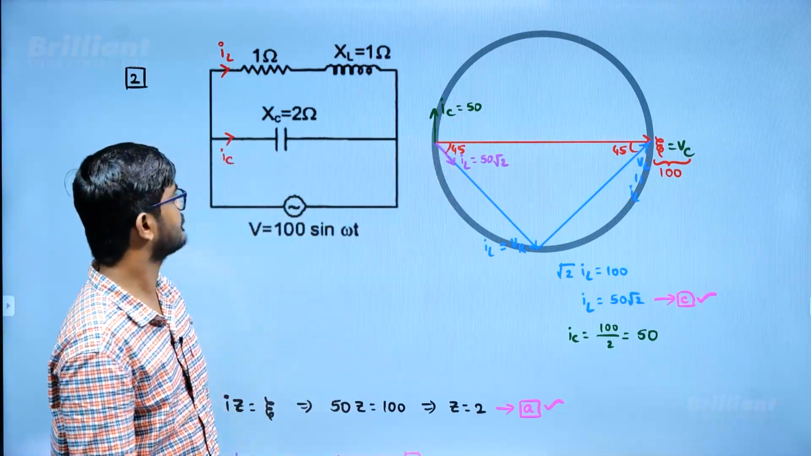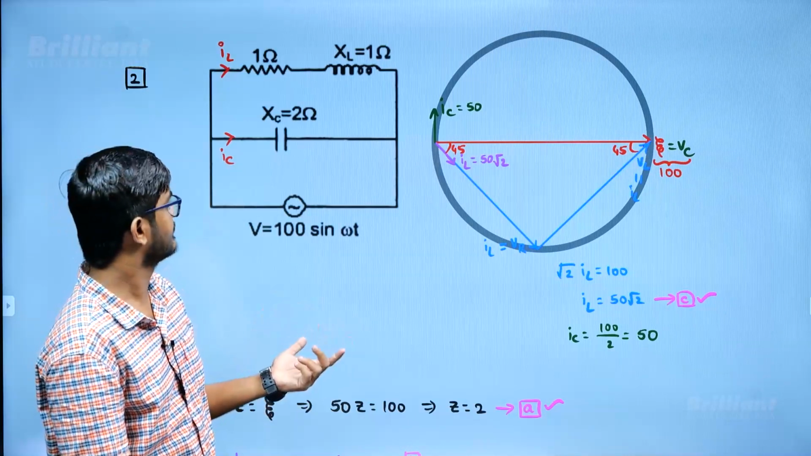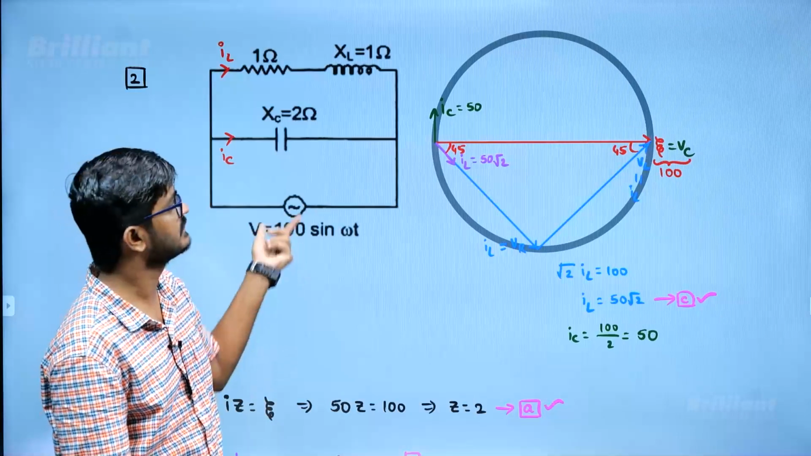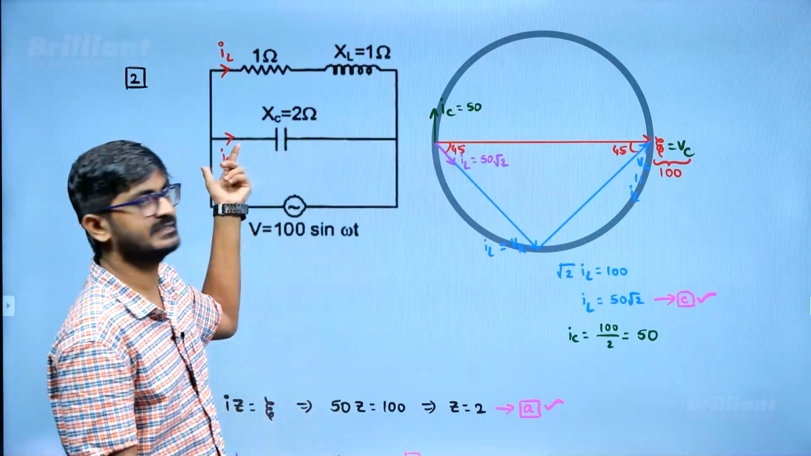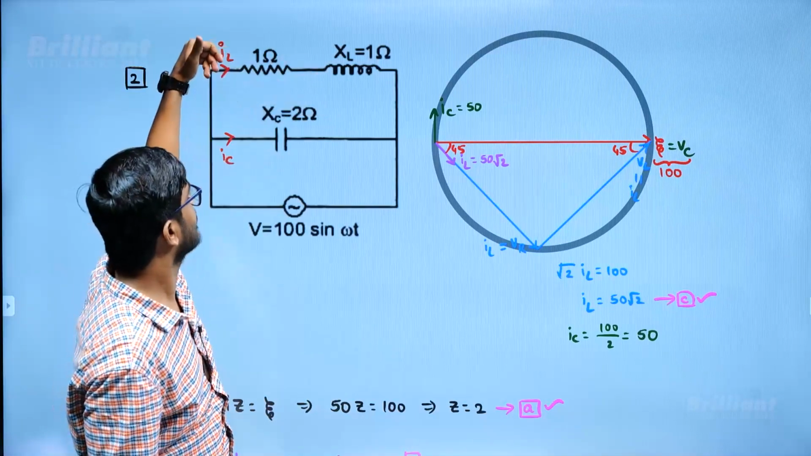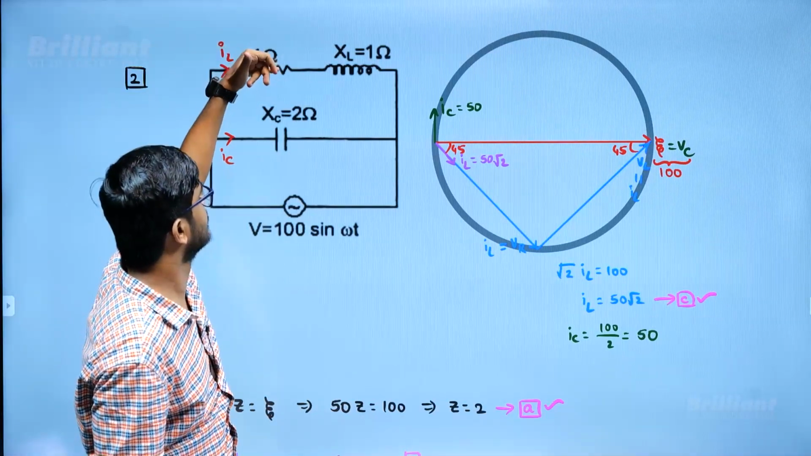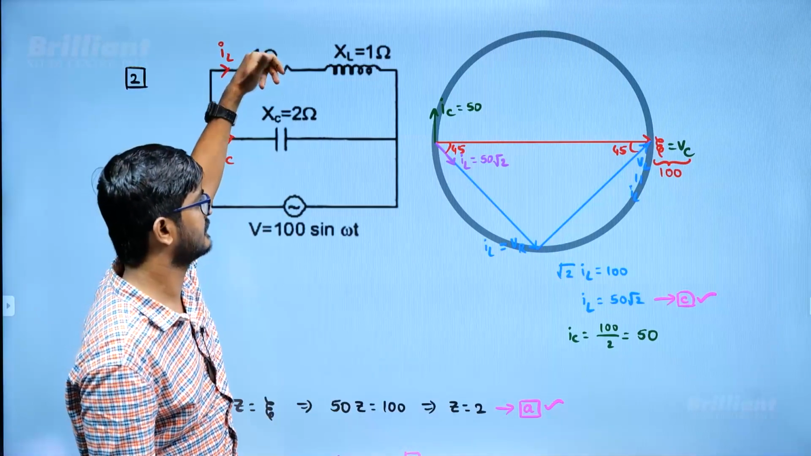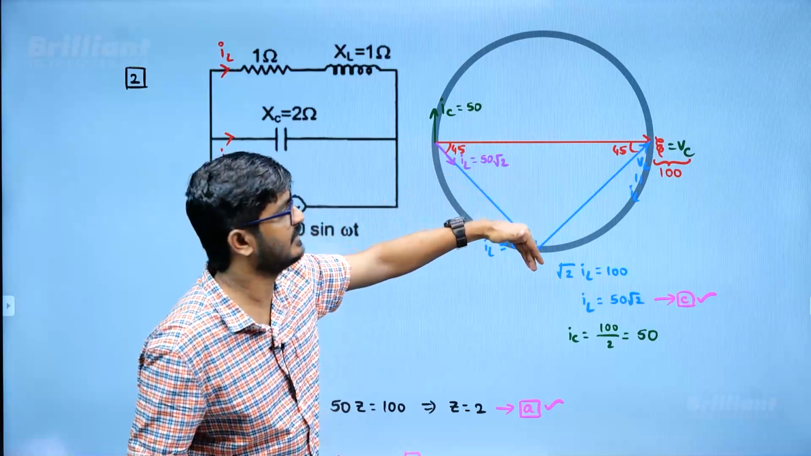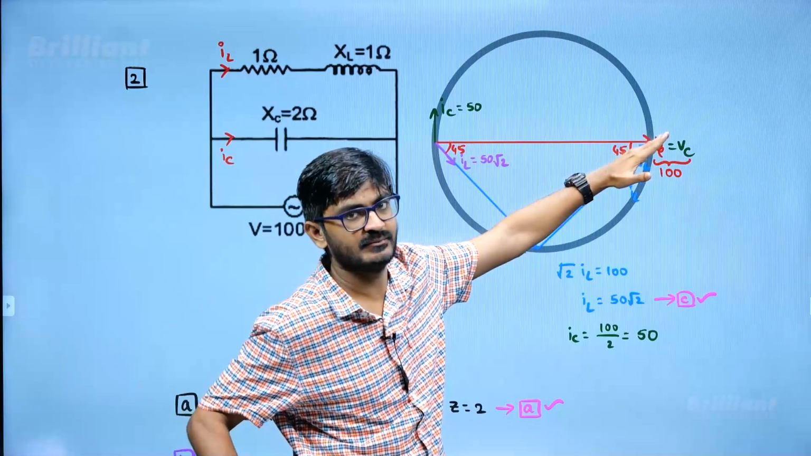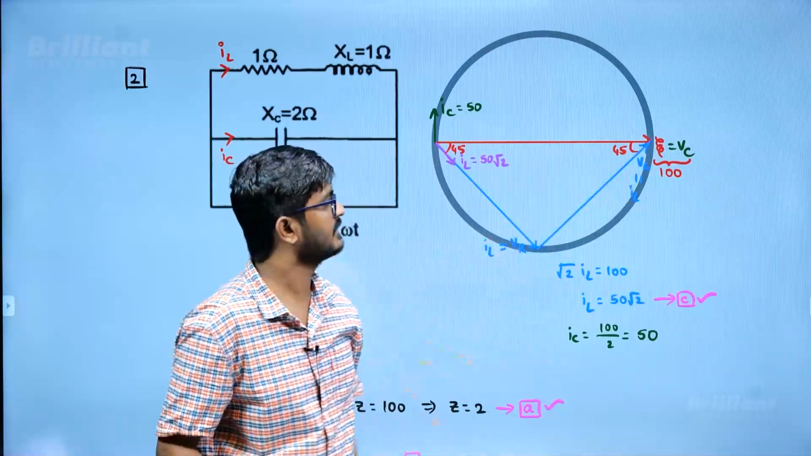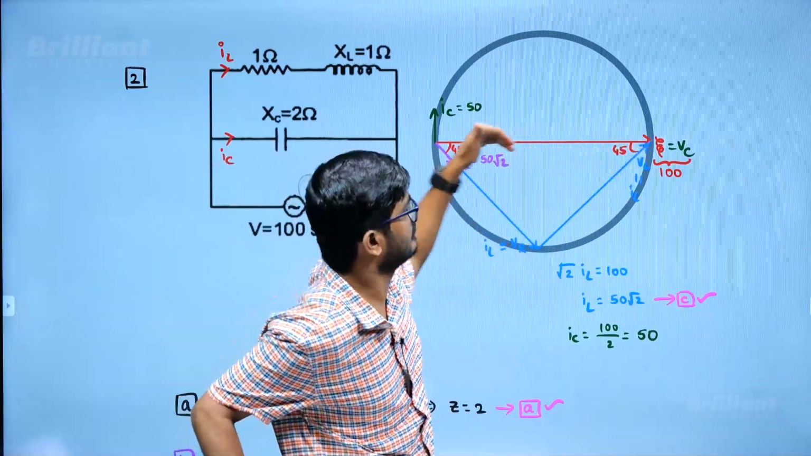And how to get that value? V by XC. I am taking the maximum value, like 100 by 2. 100 by 2 is 50. So maximum value of IC is 50. Now similarly, if I want to draw the phasor of this part, then current in the inductor and voltage in the resistor will be in phase. So if I take current in the inductor this way, then voltage in the resistor will be in phase, but voltage in the inductor will be leading by 90 degrees. These two must be perpendicular, right? And the summation of these two voltages must give me source voltage.